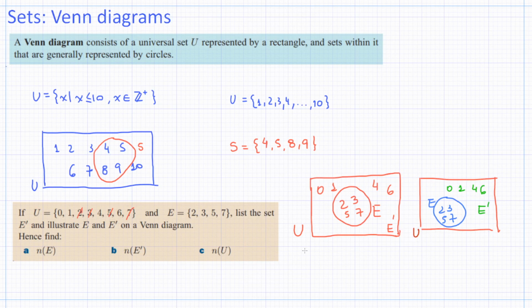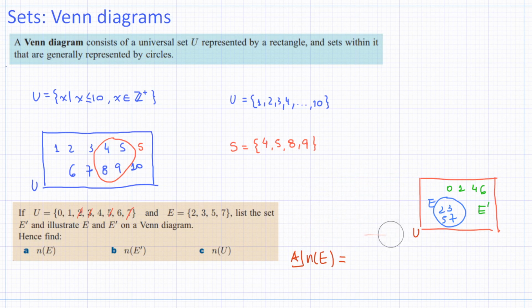Cool. So, letter A. What is the number of elements in set E? Well, how many elements do I have here? You didn't even have to draw the diagrams for this one, right? You could just look at our sets here. So 1, 2, 3, 4 elements. But we could also look here. How many elements do I have inside of this circle? 4. So 4.